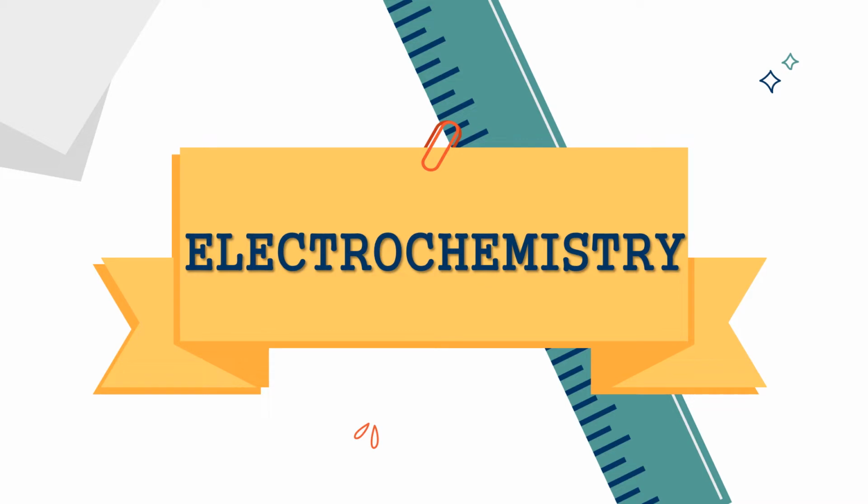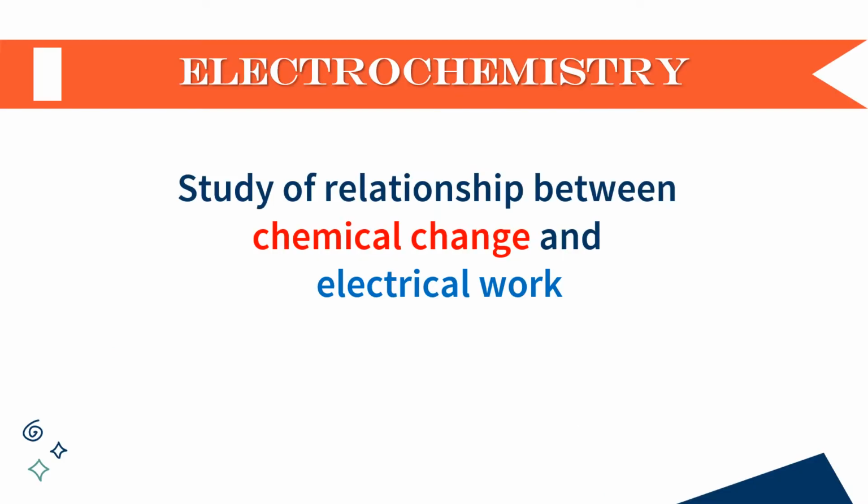We're going to start off this subtopic by talking about electrochemistry, the topic itself. So what is electrochemistry? Electrochemistry is a study of a relationship between chemical change and electrical work. By the name itself, it's electro from electric and chemistry. So we want to relate the chemical change from a chemical reaction with the electrical work, with electricity.